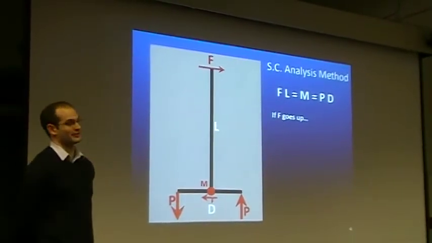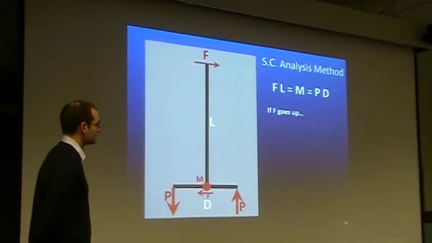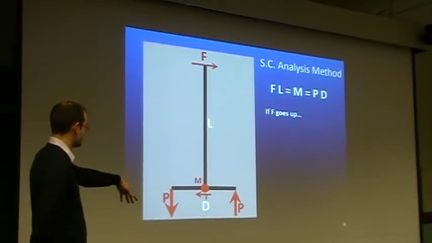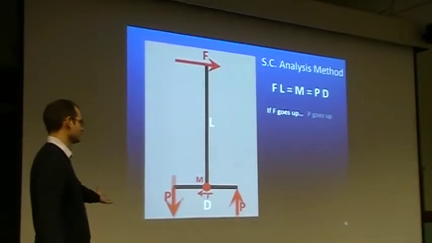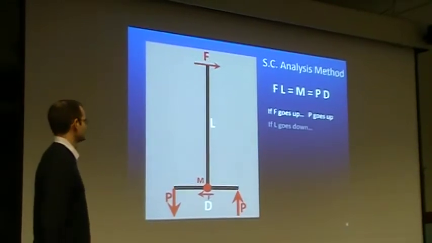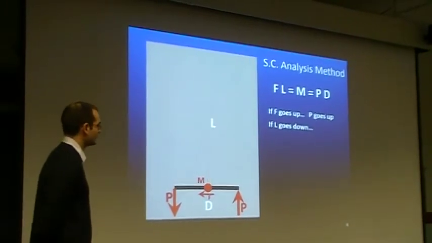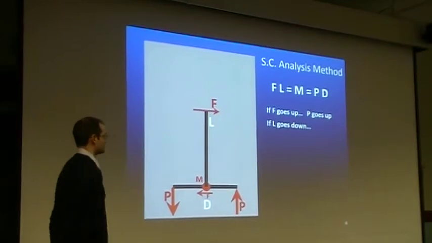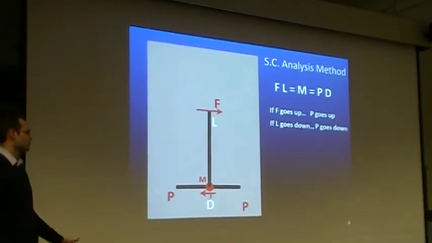These are real barn burner questions. If the F goes up, this relationship, length stays the same, D stays the same, what happens to the P? The P's go up. If the L happens to go down, everything else stays the same, what happens to the P? P goes down.